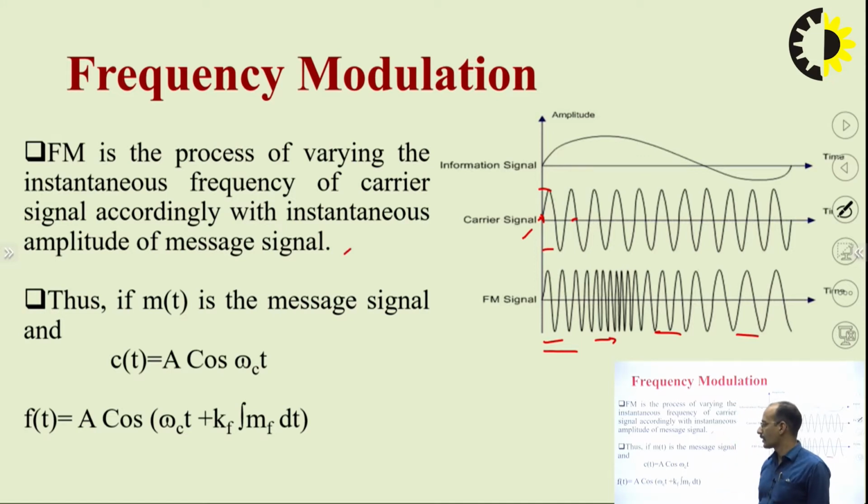So, in terms of equations, if c(t) is A cos(ωc t), m(t) is Am cos(ωm t), then the FM signal is A cos(ωc t + kf ∫ m(t) dt), where mf is the modulation index of the frequency modulation, which is the ratio of deviation to the modulating frequency, and that mf is going to show you the amount of modulation in the process.